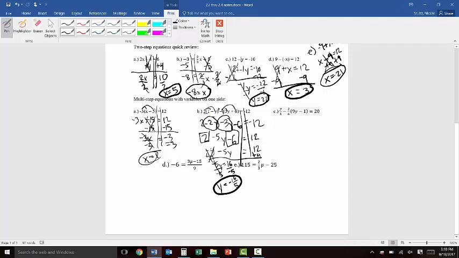Letter C, we have some fractions, but that's okay. So we're going to start by, I like to distribute the negative 2/6 into the problem. So y over 3 is the same thing as 1/3 y. Negative 2/6 times 9 is going to be negative 18/6. And negative 2/6 times negative 1 is positive 2/6.